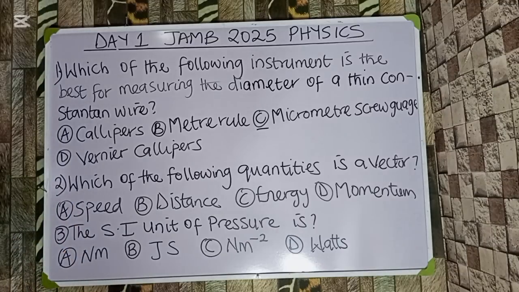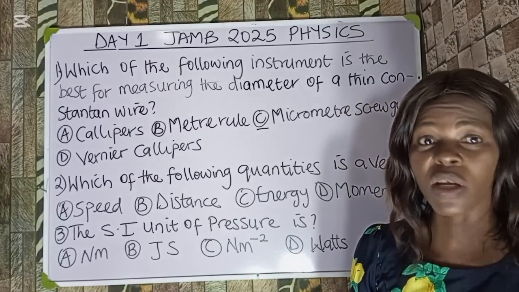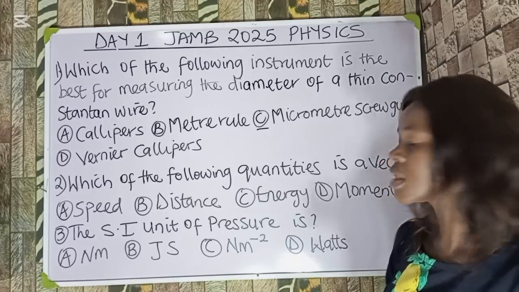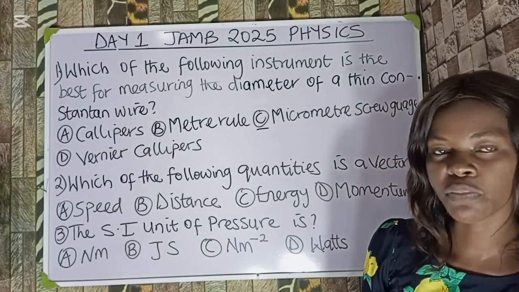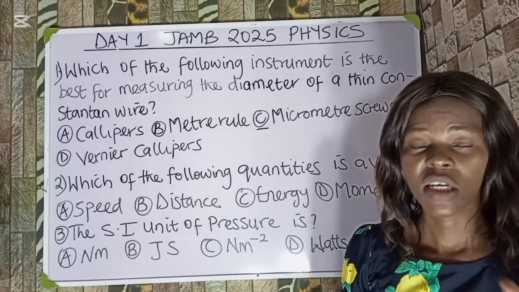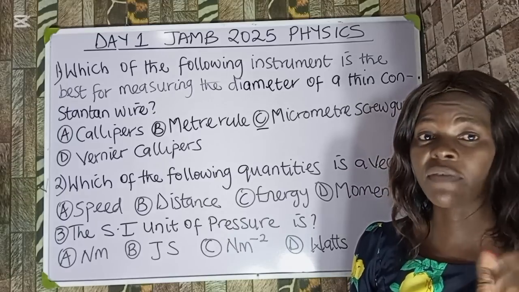Okay, let's go to number 2. Which of the following quantities is a vector? Option A, speed. Option B, distance. Option C, energy. Option D, momentum. We all know that a vector quantity is a quantity that has both magnitude and what? Direction. So from what we have, the only correct option here is option D, which is what? Momentum, because momentum is the product of mass multiplied by what? Velocity. The velocity there is a vector quantity, and that is why momentum is a vector quantity.